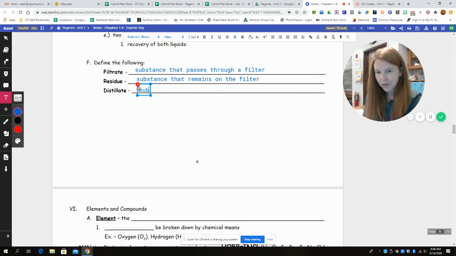Distillate refers to the process of distillation. The distillate is a substance collected from distillation. If you go back to the diagram in your notes about the distillation setup, it's the stuff that comes out at the end, okay?